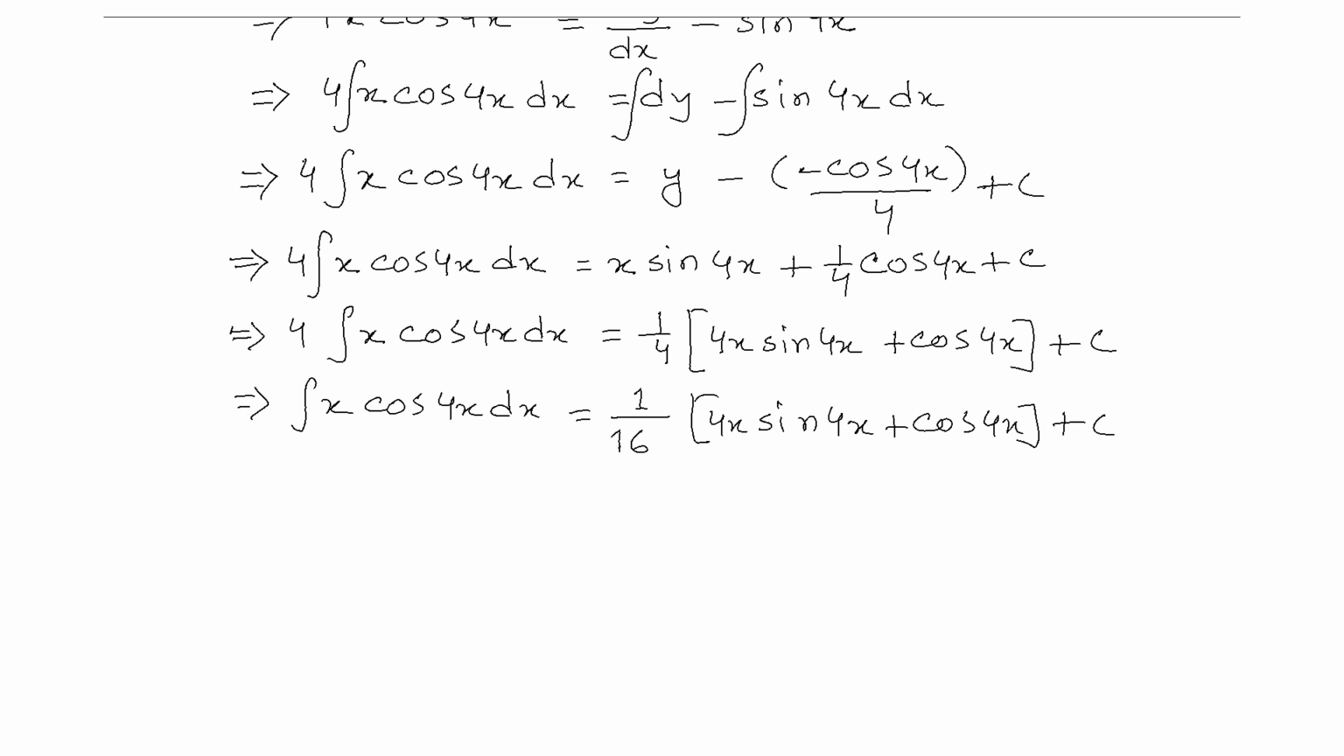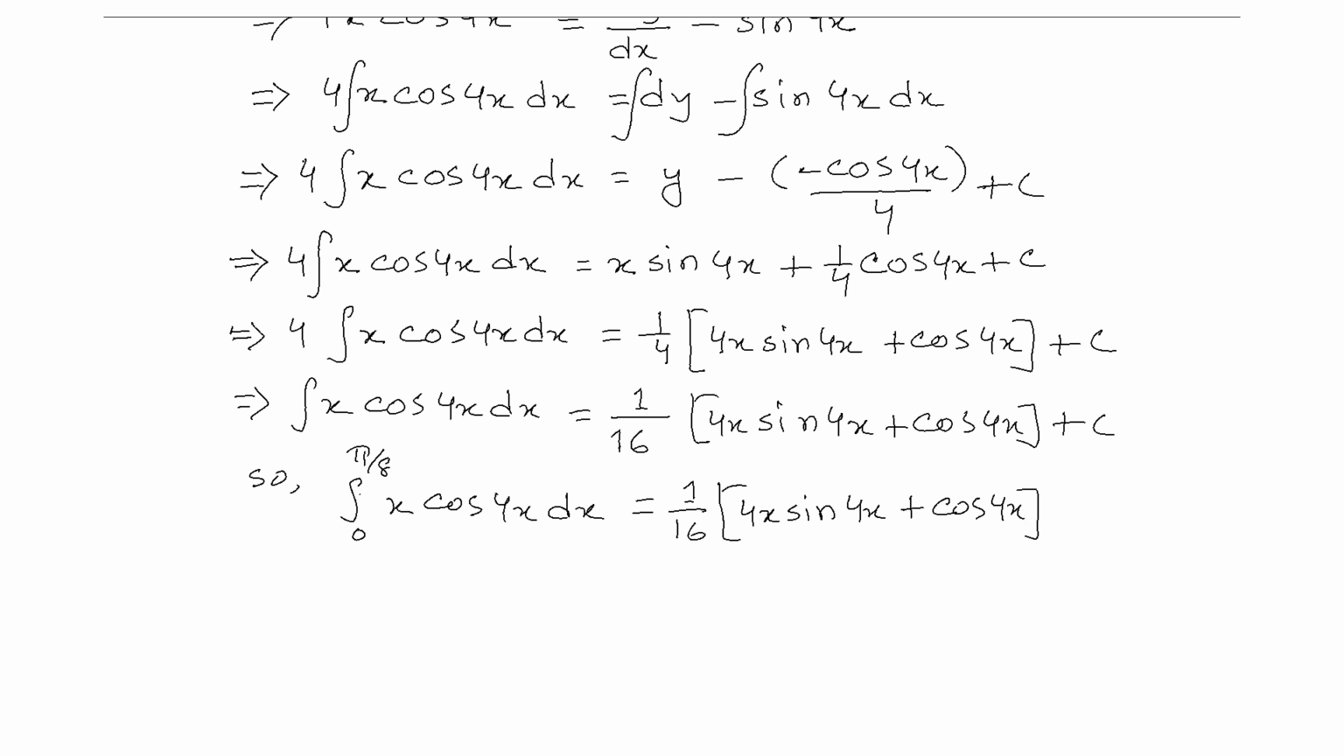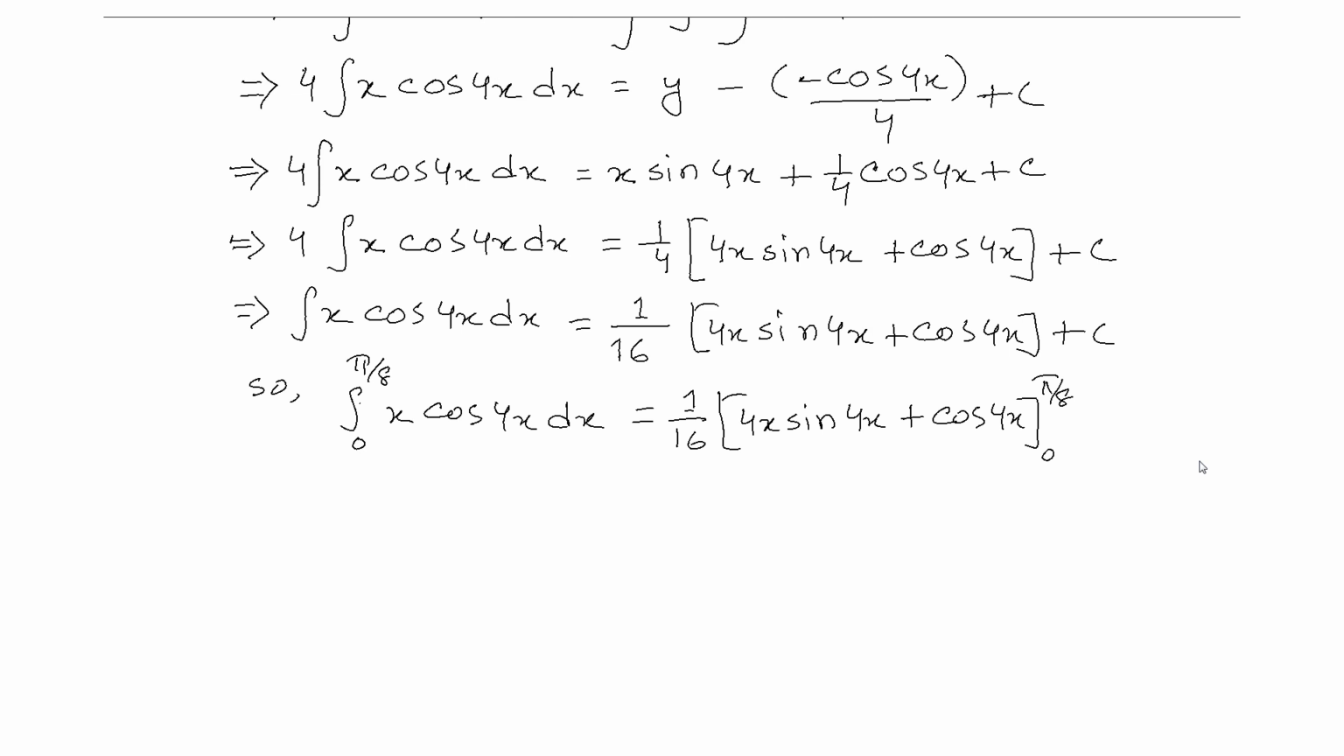Now let's try to find the value of this integration within the given limit from 0 to pi over 8. So let's write the integration sign, then the lower limit 0 and the upper limit pi over 8, and our term is x times cos 4x dx, which will be equal to 1/16 times bracket open 4x times sine 4x plus cos 4x bracket close. Let's put the limits here as well. Okay, now we don't need the integral constant here anymore as we are dealing with a definite integral. Now let's substitute the values of x with upper limit and lower limit values.